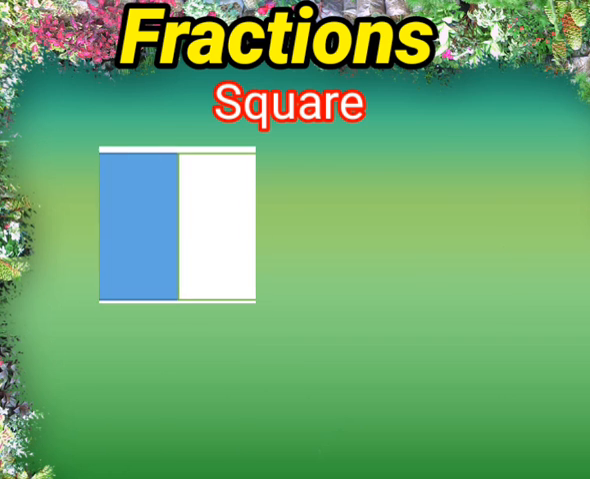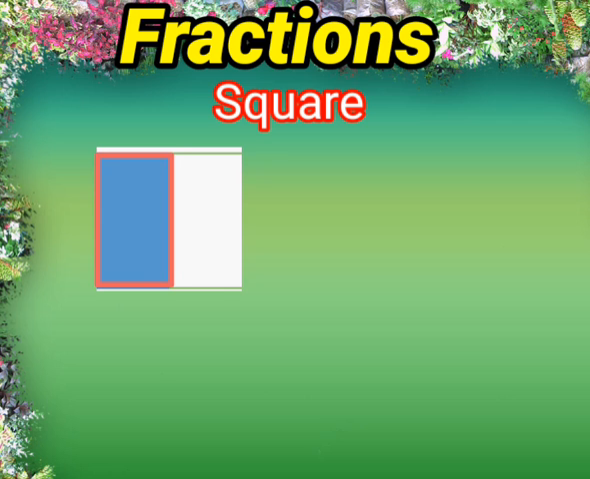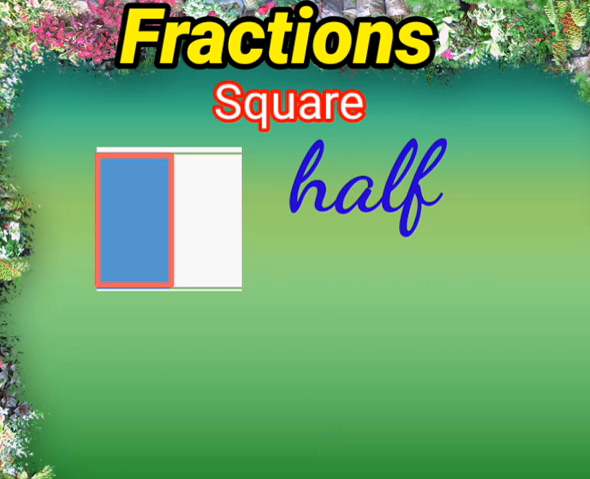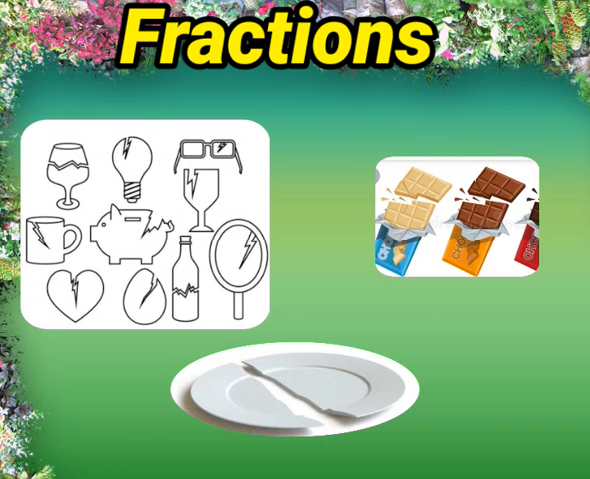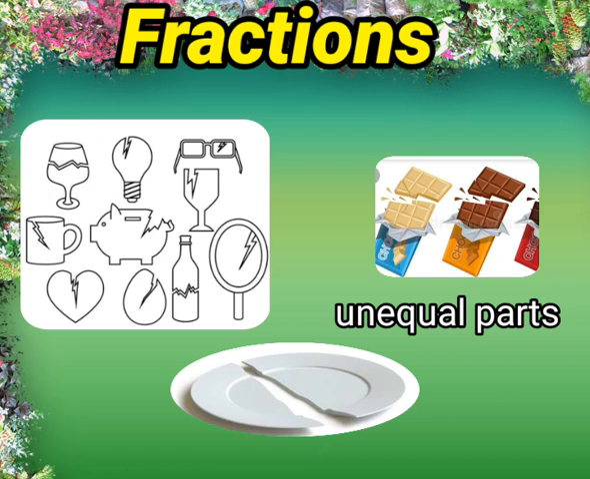Let's take this square. Now I shaded half of this square. In words I can write half. And the shaded part's fraction is 1 by 2. That is, out of two parts, one part is shaded. Now see these pictures. Here everything is broken into two parts, but these are not two equal parts. So I can't refer to one part as half.